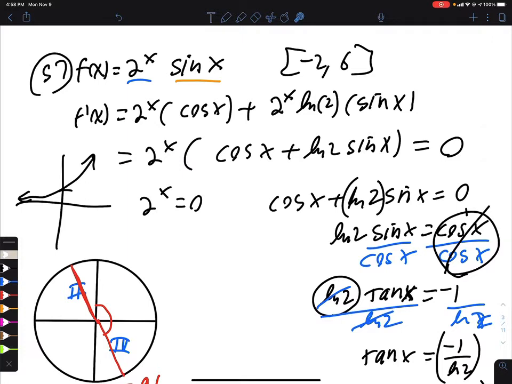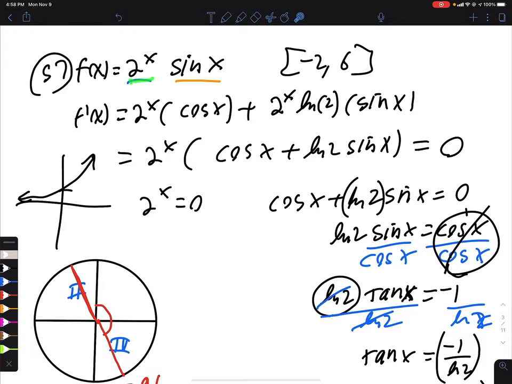This is a continuous function. 2 to the x is a continuous function. Sine is continuous. So when you multiply those two, you get a continuous function, and it's on a closed interval. Therefore, it must have a max and min, and you have to know max and mins occur at critical points and endpoints. So to find the critical points, we need the derivative.